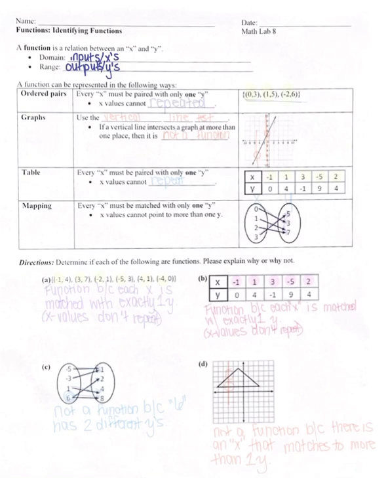So one way a function can be represented is through ordered pairs, a set of ordered pairs like you see over in the example column. And the way we know if the ordered pairs are a function is every x must be paired with only one y. So you can have a set of ordered pairs where there are x's that have two different y's, but that's not a function. That's called a relation. So the x values cannot be repeated.